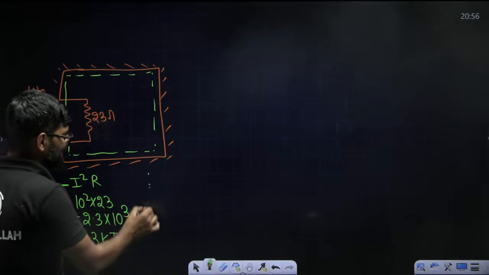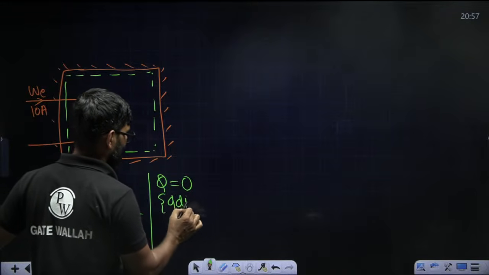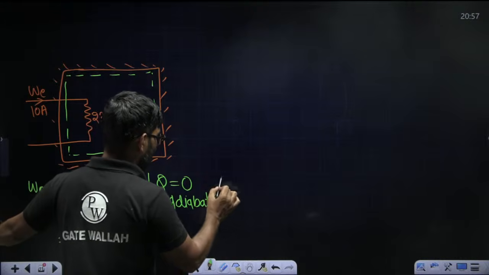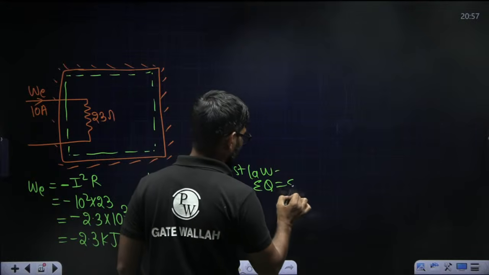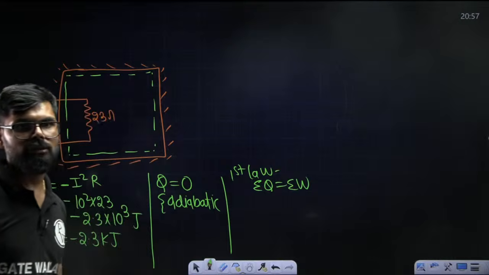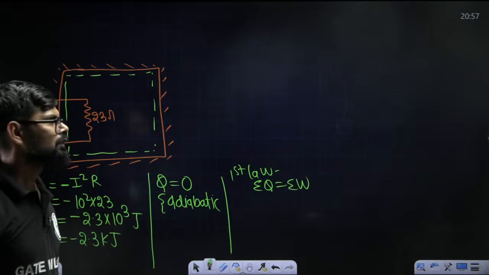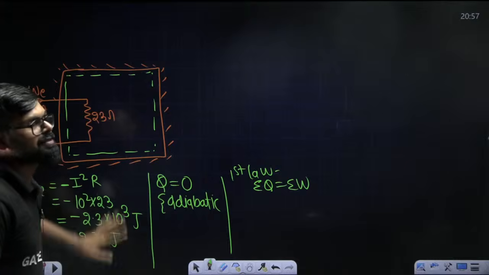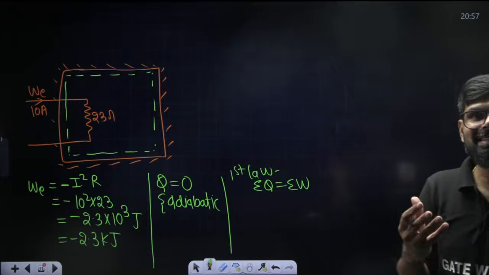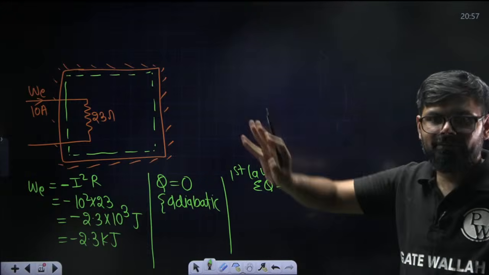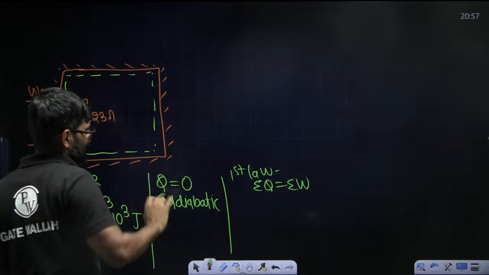Now there is no heat transfer because Q value will be 0, because it is adiabatic. Now we will apply the first law. What is the first law? Sigma Q is equal to sigma W. We can assume that the temperature or resistance is same, Kamesh, but it is dissipating heat at the same temperature inside the container.